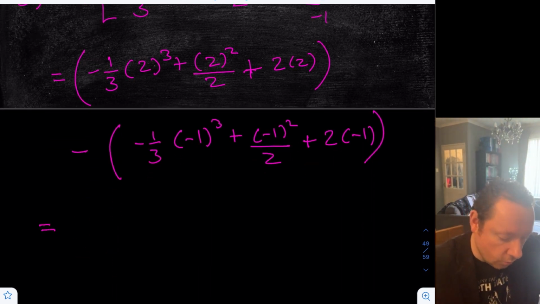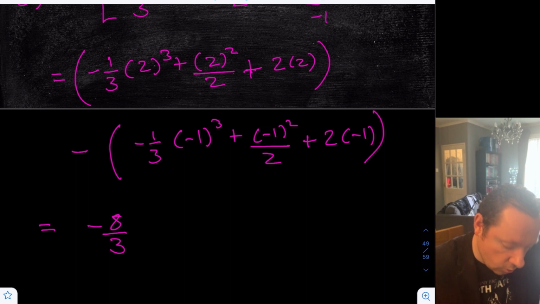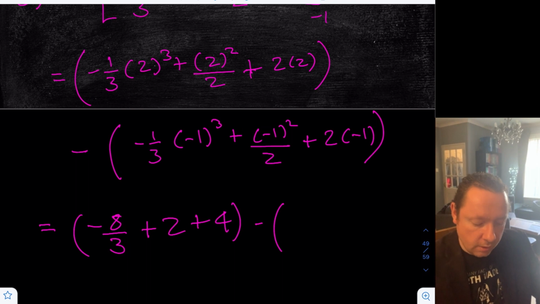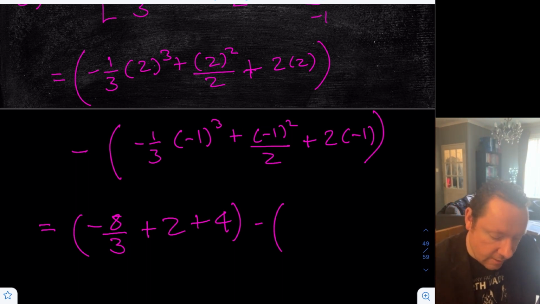So 2 2s is 4 times 2 is 8. So we get -8 thirds for our first bracket. 2 2s is 4, divided by 2 is 2, and 2 2s is 4. So there's our first bracket. And our second bracket, minus 1 cubed is minus 1, times minus a third is just a third. Minus 1 squared is 1, so that's a half. And we've got minus 2.